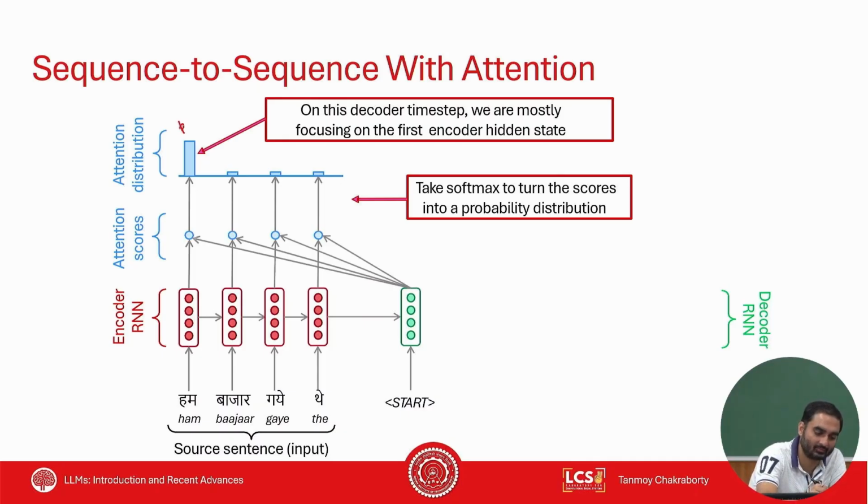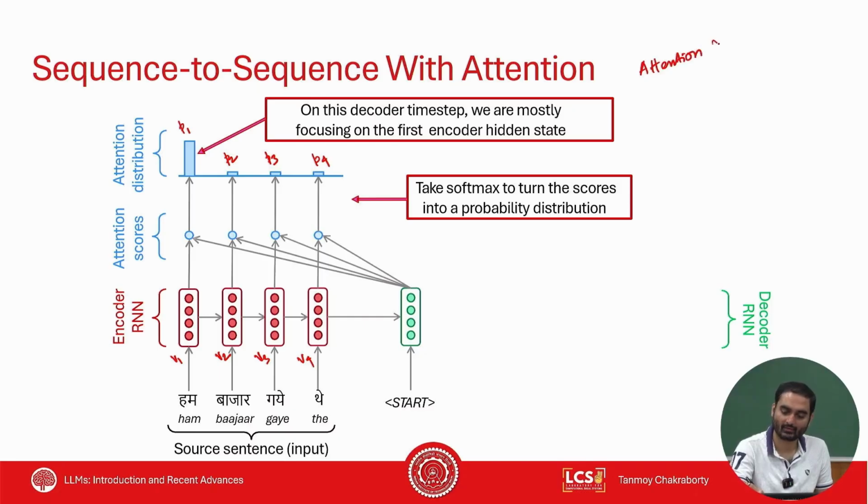Let's say this is P1, this is P2, this is P3, and this is P4, right? And let's say this is V1, V2, V3, V4. V1, V2, V3, V4 are vectors. P1, P2, they are scalars, right? And from this computation, I will generate something called attention vector. Attention vector, right? What is the attention vector? Attention vector is the weighted sum of the encoder states. Weighted sum of the encoder states.